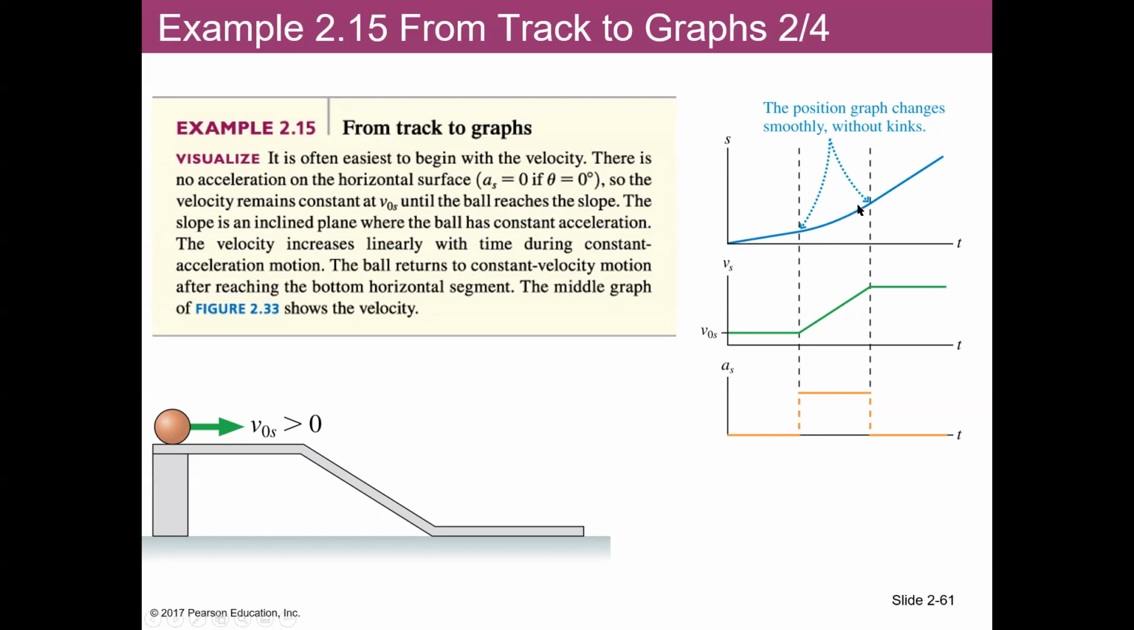The slopes are the same on either side of the dashed line, because the position graph has to be differentiable, because the acceleration suffers a discontinuity. So this is a really interesting one.